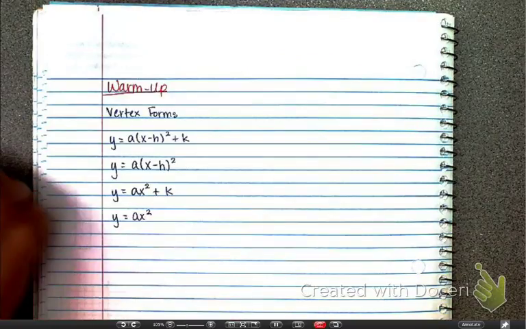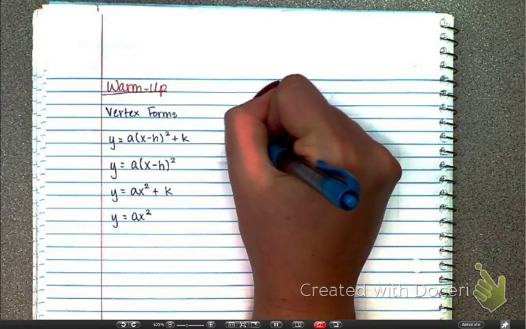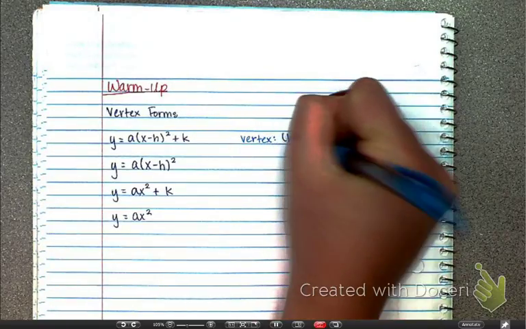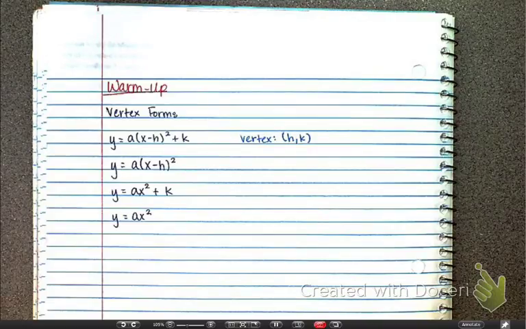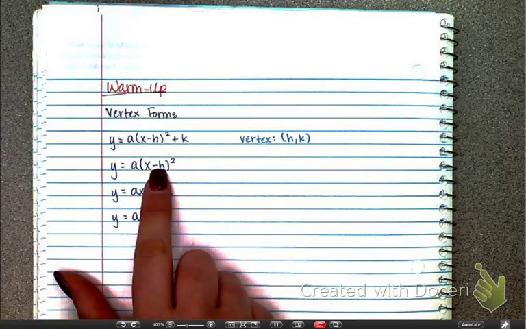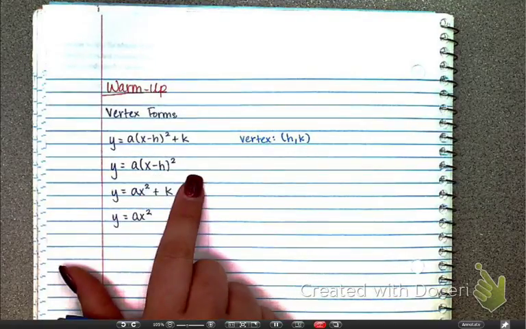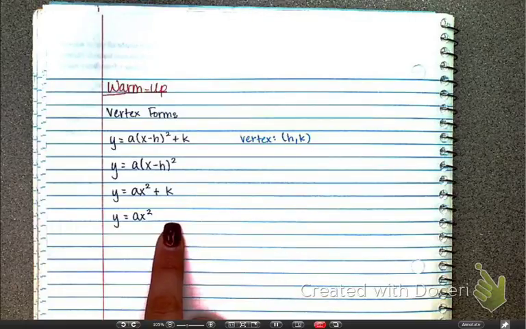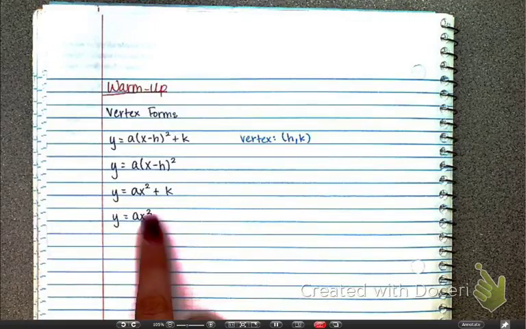Your vertex always is your h and your k, which I think we've understood. We know that h is opposite. We know k is attached at the end. Okay, so this one's pretty obvious. We have an h and a k. This one we only have an h, which means k is 0. This one we only have a k, which means h is 0. And here do you see an h or a k? Which means both are 0. Okay, this is our parent function. But we still struggle with that.